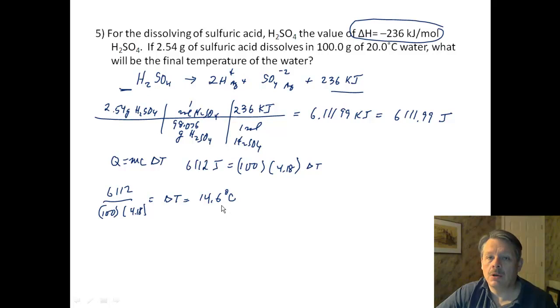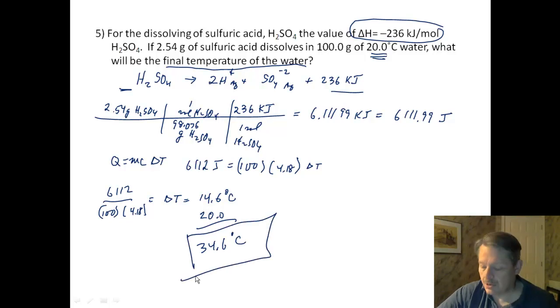You say, cool, we're done. No, we're not. Read the question carefully. What is the final temperature of the water? Well, the temperature started at 20 degrees Celsius, and it went up by 14.6, so our total is going to be 34.6 degrees Celsius as our final temperature of our water.